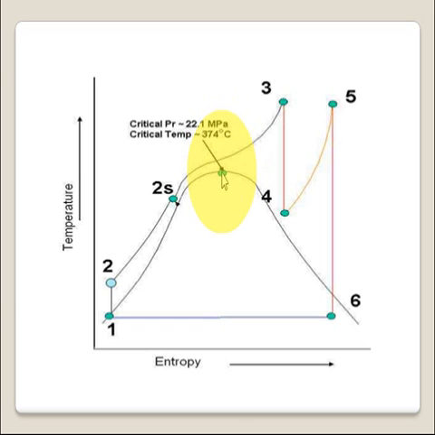So what is critical temperature and pressure? The critical pressure is 22.1 megapascal, meaning 221 bar, and the critical temperature is 374 degrees Celsius. When the pressure and temperature of the boiler are more than these values, then the boiler is called supercritical. If these values are lower for the boiler, then the boiler is called subcritical. And when the boiler is operating at these values, then the boiler is called a critical boiler.